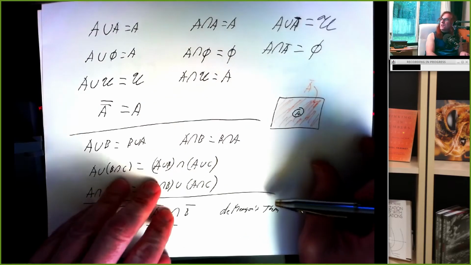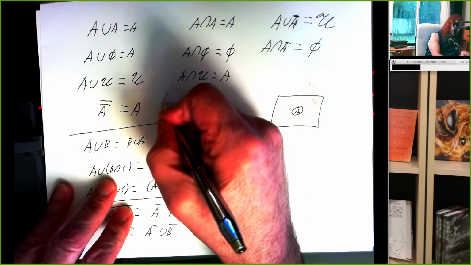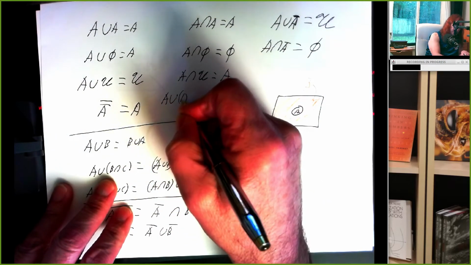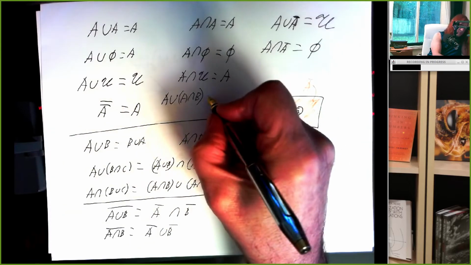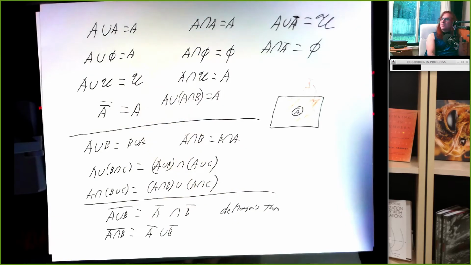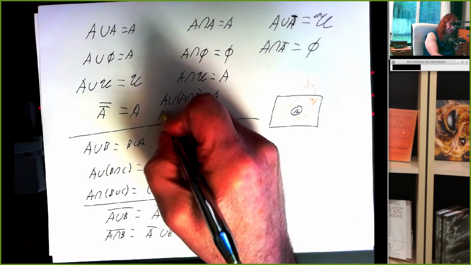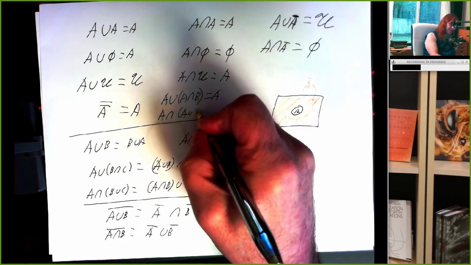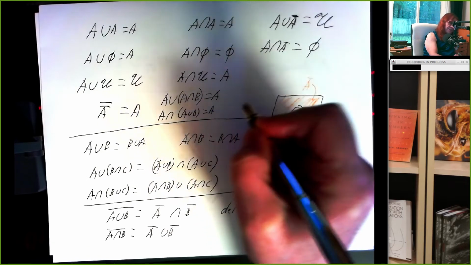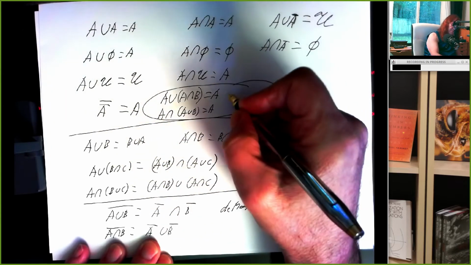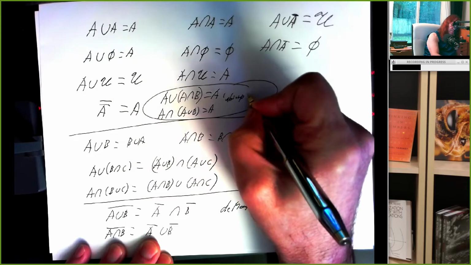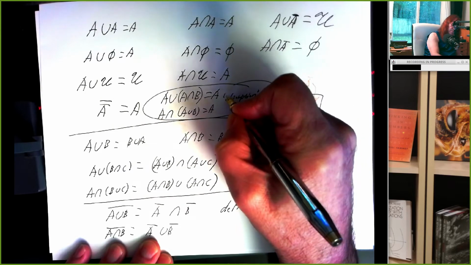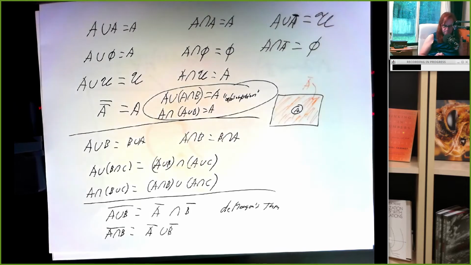All right, here's one more good identity that may come in useful. A union A intersect B is exactly the same thing as A. And A intersect A union B is also the same thing as A. And this is a property called absorption. And that can be useful sometimes.